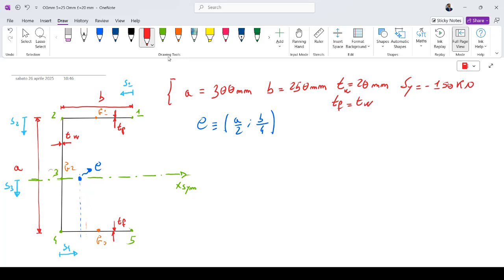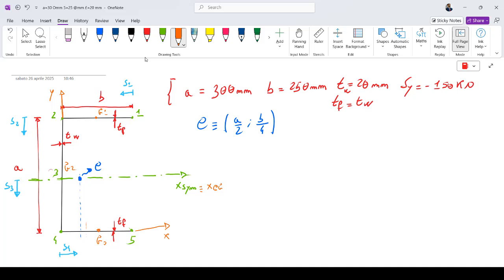The web of this section is the side 2, 4, that is clearly a, and the thickness of the web and of the two flanges is equal to 20 millimeter. We have a shear load applied on the y-axis, Sy, equal to minus 150 kilonewton. We make the hypothesis that this load goes through the shear center of this section, whose location we must calculate along x sim, that is also equal to xcg.